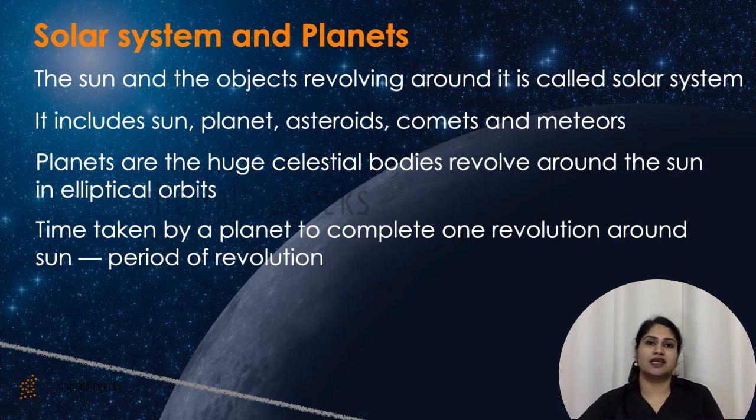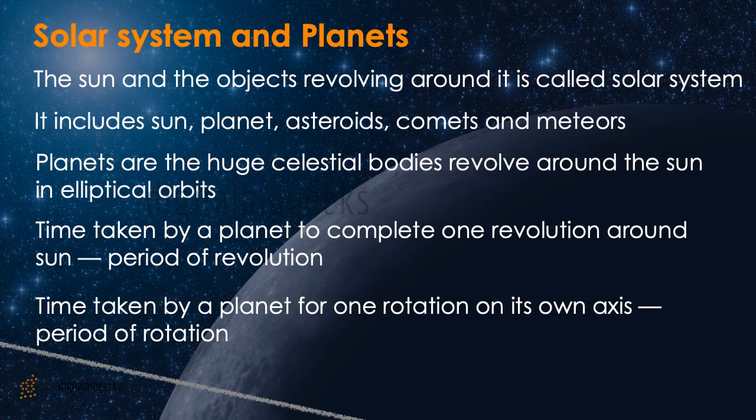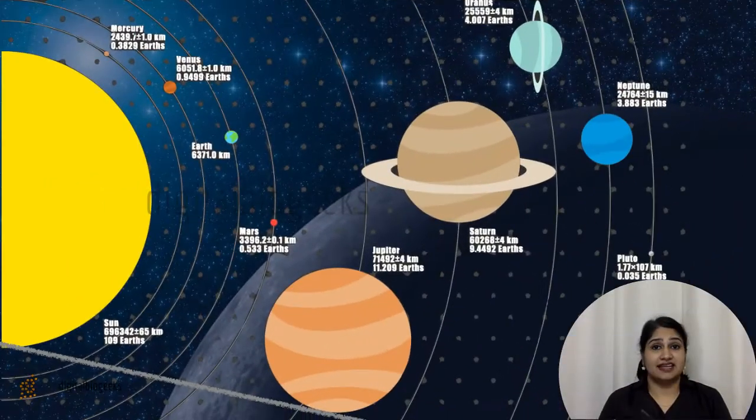The time taken by a planet to complete one revolution around the Sun is termed as period of revolution, and the time taken by the planets to complete one rotation on its own axis is termed as period of rotation. Most of the planets have their own satellites. There are 8 planets in our solar system. They are Mercury, Venus, Earth, Mars, Jupiter, Saturn, Uranus, and Neptune.